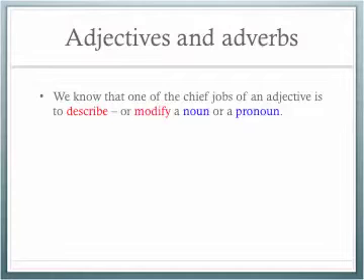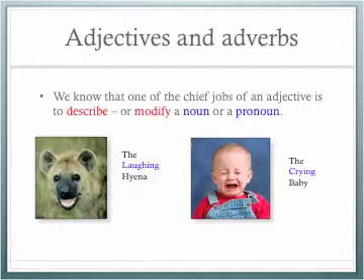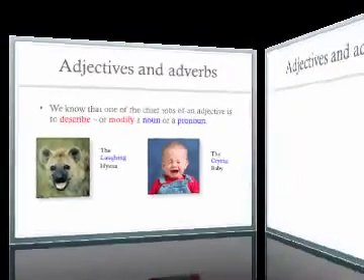We know one of the chief jobs of an adjective is to describe or modify a noun or a pronoun. And you probably are familiar with that at this point. For example, the laughing hyena. The noun is hyena. The adjective, laughing. It tells us something about the hyena. It's a description of some sort. Similarly, the crying baby. Baby is the noun. And what is he doing? He is crying.